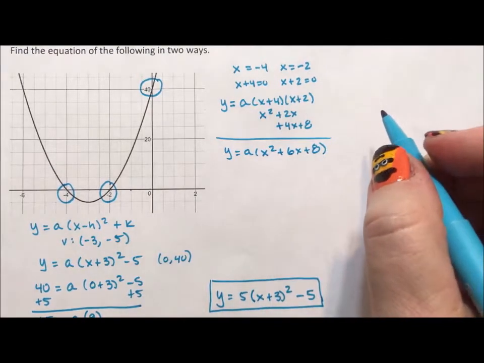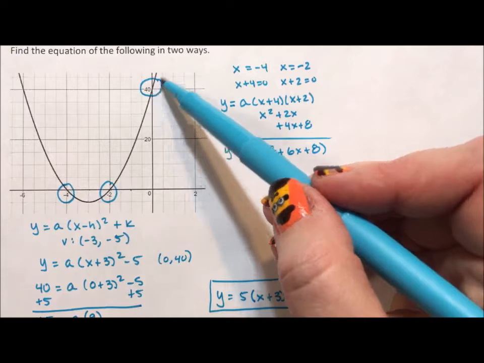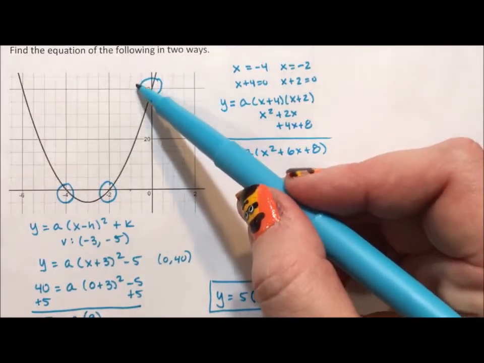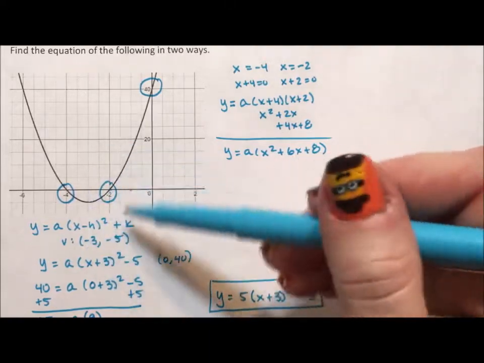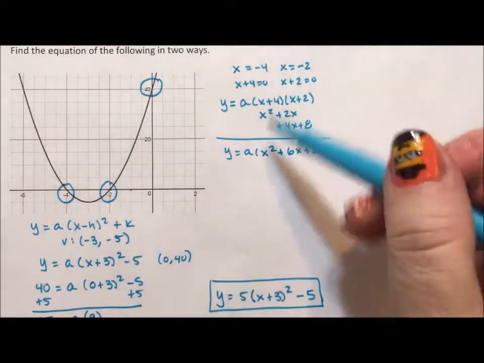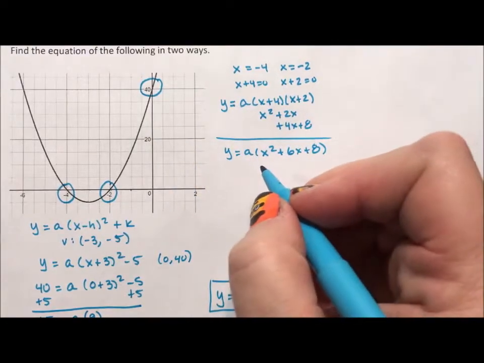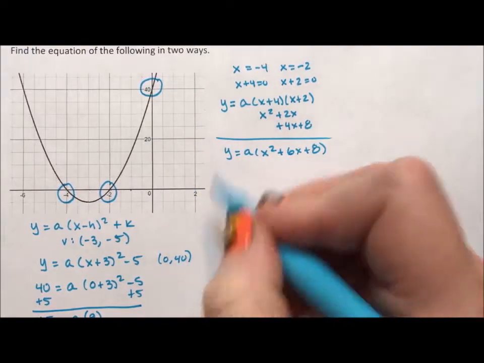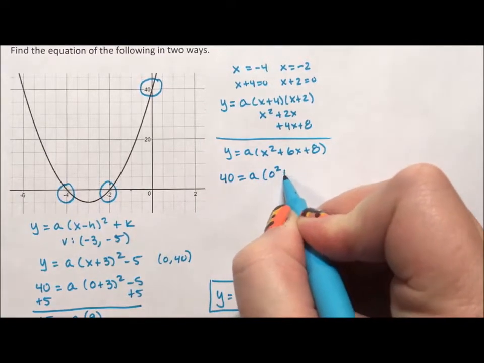And now we have to figure out a. You might be able to guess what I'm going to do, but if you can't, I'm going to do exactly what I did before. I'm going to use the y-intercept. I used something besides the y-intercept to get everything else, but then to do the final step of solving for a, I have to use that y-intercept. I'm going to do it the same way. I'm going to put the 40 in for y and the 0 in for x.